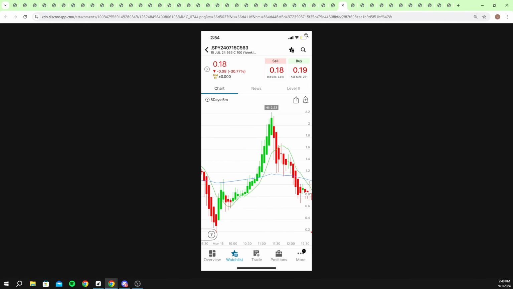If you look, is this the same contract? I'm not sure. Yeah, okay. And then the calls did the same thing. Calls ended up crossing negative right here. The 10 crossed back below the 50.